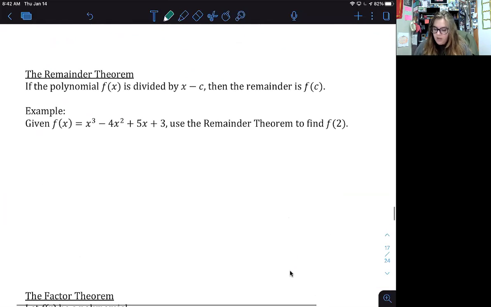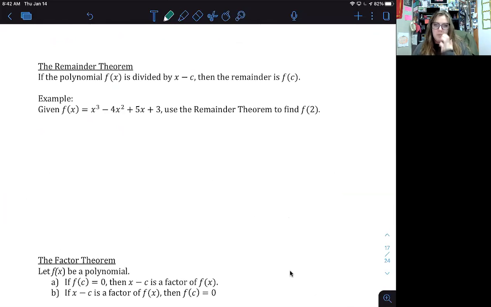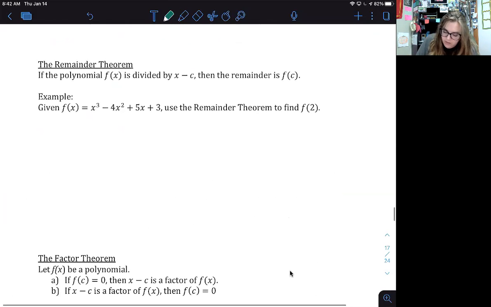All right, so we have a couple of theorems that we can use with synthetic division. The first one we have is the remainder theorem. This says if the polynomial f of x is divided by x minus c, then the remainder is f of c. So given f of x equals x cubed minus 4x squared plus 5x plus 3, use the remainder theorem to find f of 2. Let's check this. Let's start off with our synthetic division. We're going to use 2 as our c value.